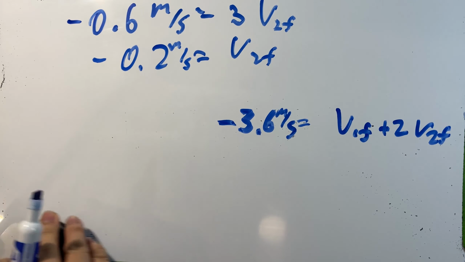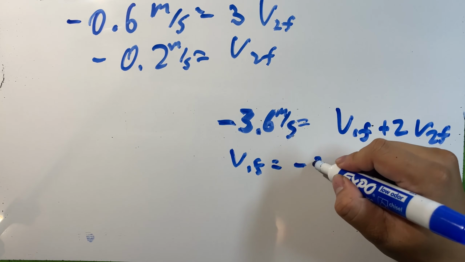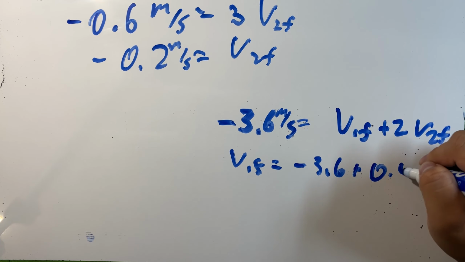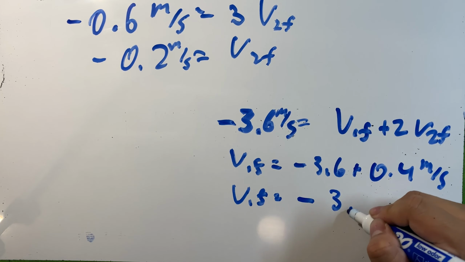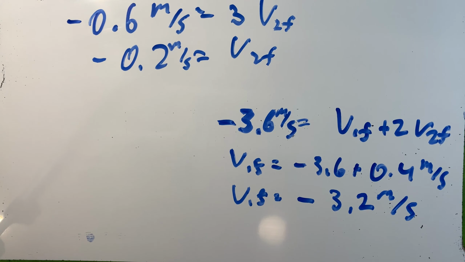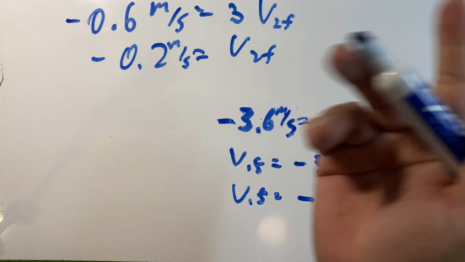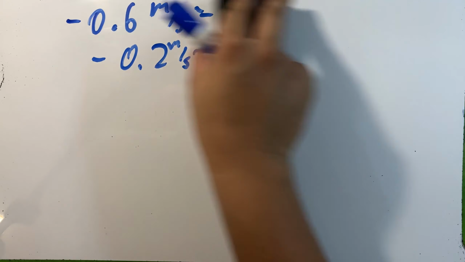And then we just plug it back into here. We have v1f is equal to negative 3.6 minus negative 0.2, so it's going to be plus 0.2 meters per second, which is just going to be negative 3.4 meters per second. And there we go, that's the answer. If you wanted to write it out, we would say that the second glider is moving 0.2 meters per second to the left. The first glider is moving 3.2 meters per second to the left as well. But we don't need to do that. We're not submitting this to a test.